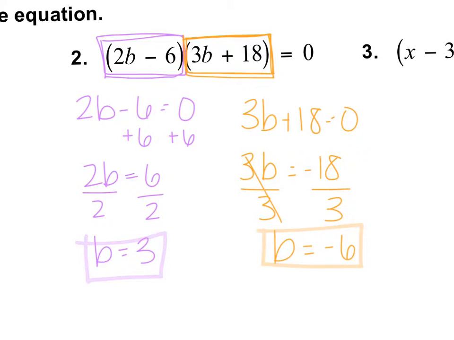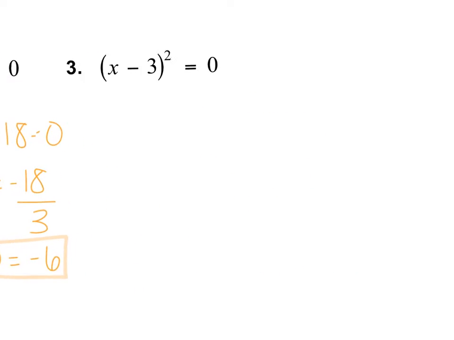Now my next part was 3b plus 18 equals 0. Once again, I subtract my 18. I would get 3b equals negative 18. Divide both sides by 3. My 3's cancel, and I'm left with b equals negative 6. How are we feeling? 3, 2, 1. Okay, go ahead and try number 3 on your own.